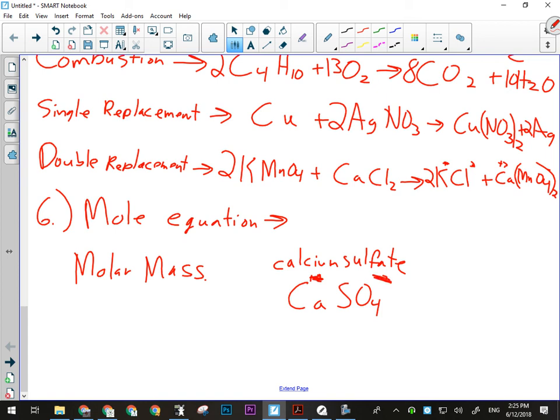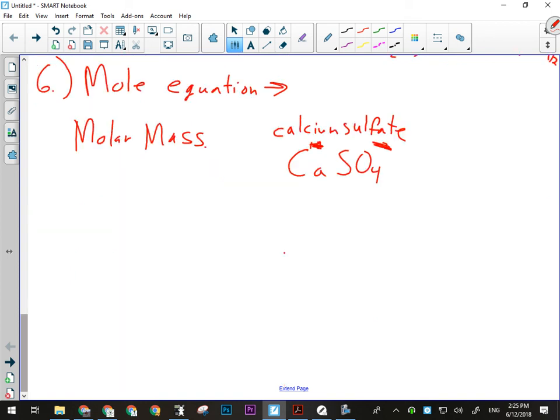Now I need to calculate the molar mass. So I look up the mass of calcium, 40.08, and there's only one calcium, so I only need one. Sulfur, I never remember sulfur, 32.07. And there's only one sulfur. And then there are 4 oxygens.